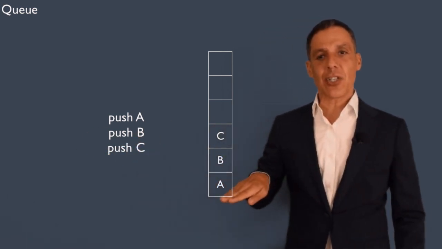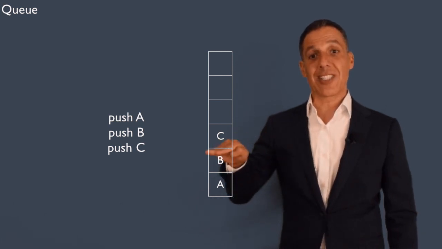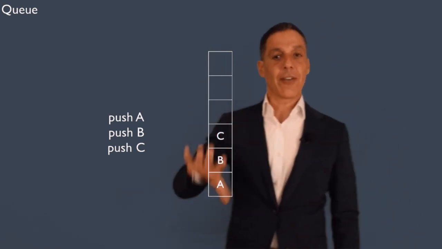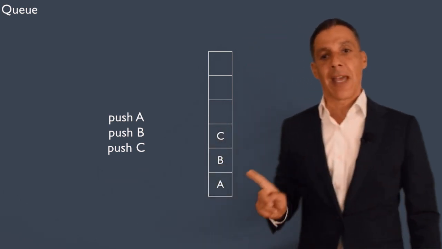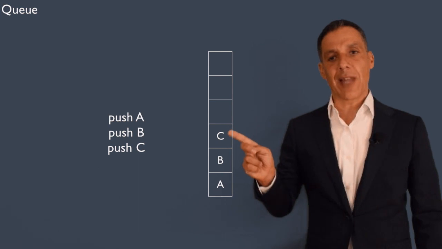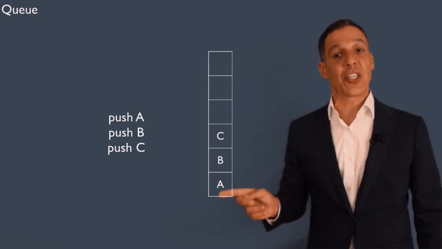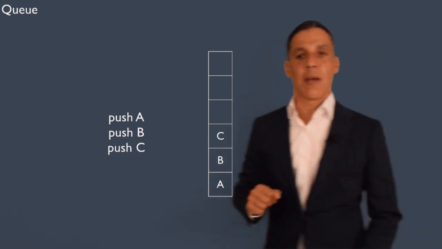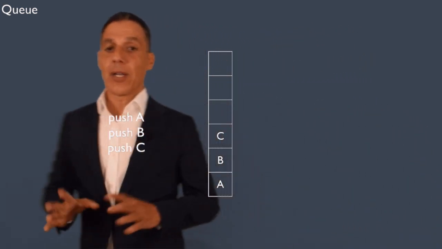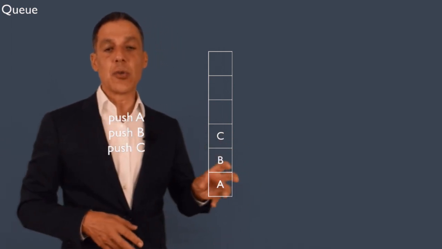So if I push A onto the queue, and then push B onto the queue, and then push C onto the queue, then I have a queue with 3 elements in it. A was the first person on the queue, C was the last. So you can think about this as the front of the queue, and this as the back of the queue.